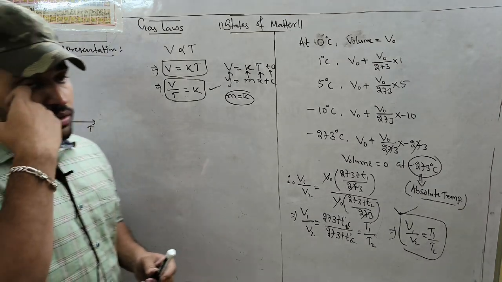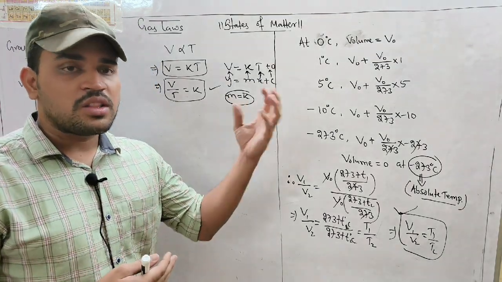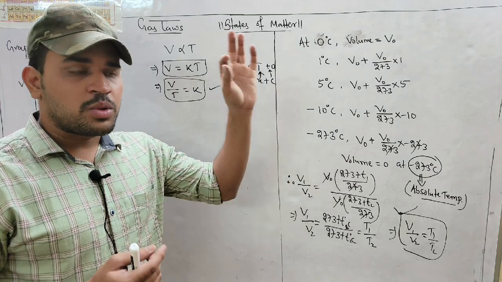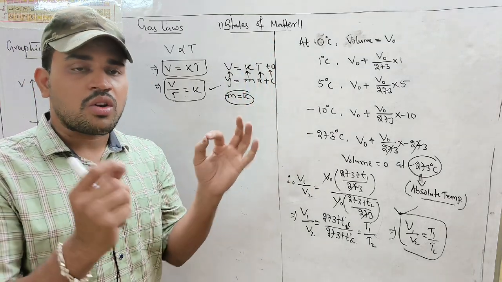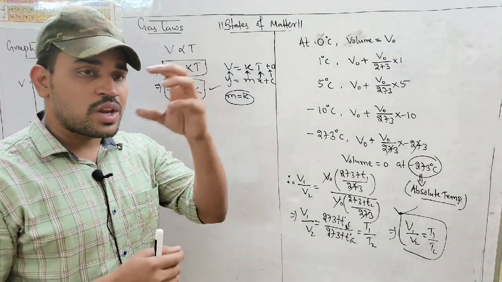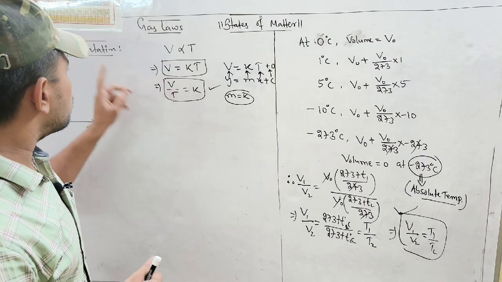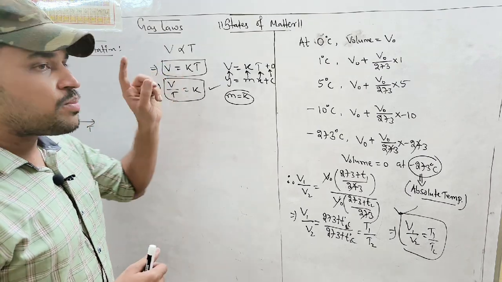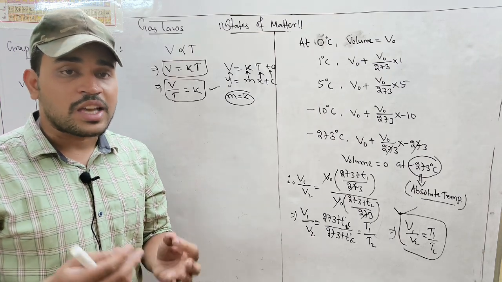I forgot to mention, the graphs which are done in the case of Boyle's law, that is between pressure and volume, the straight lines or the curves are called what? Isotherms, because we are keeping the temperature constant. That's why they are called isotherms. So in this case of Charles law, since we are keeping the pressure constant, the graphs are called isobars.